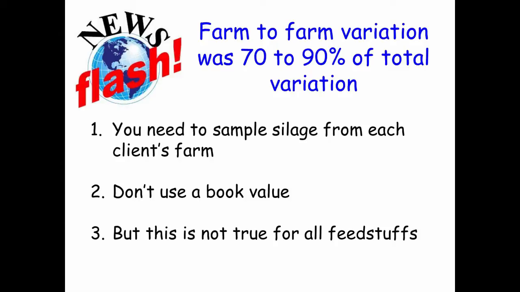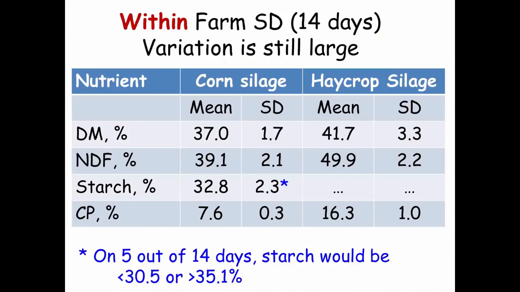For example, corn grain. You are better off using a book value for corn grain than actually analyzing it, because the farm-to-farm variation is so small. But again, I don't have time for that. What we were interested in is not farm-to-farm variation. We knew that was big, so we're ignoring that for the rest of this talk. What we wanted to know was how much the silage varies within a given farm.